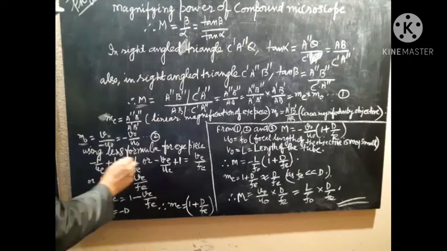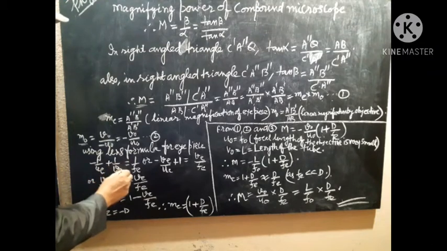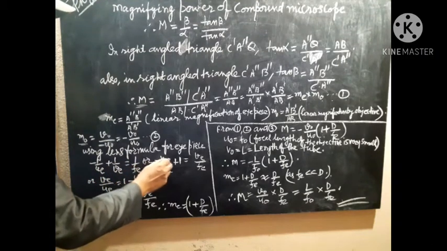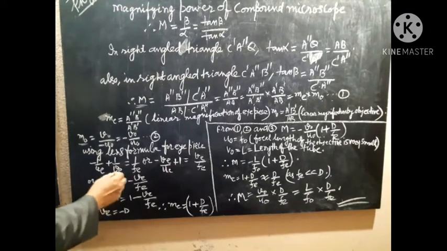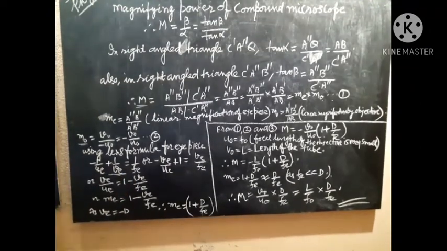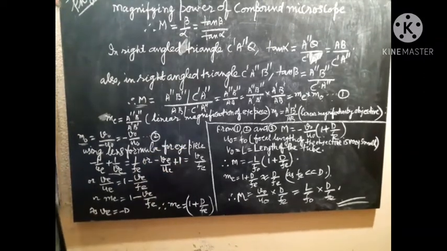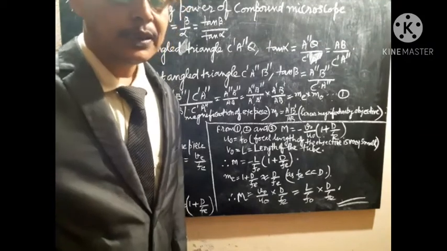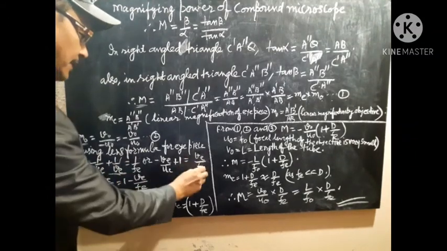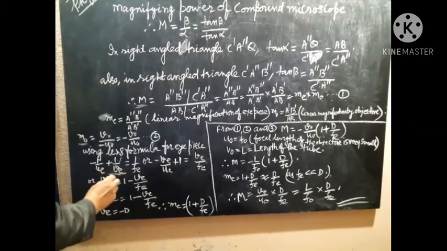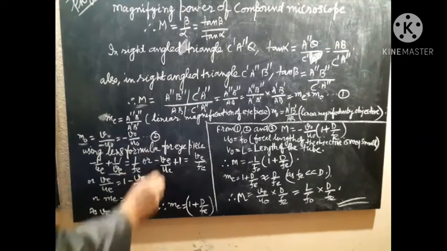That is the second equation. Using the lens formula for the eyepiece, minus 1 by UE plus 1 by VE equals 1 by FE, or minus VE by UE plus 1 equals VE by FE. Dividing both sides by VE, the VE cancels, and we get VE by UE equal to 1 minus VE by FE.